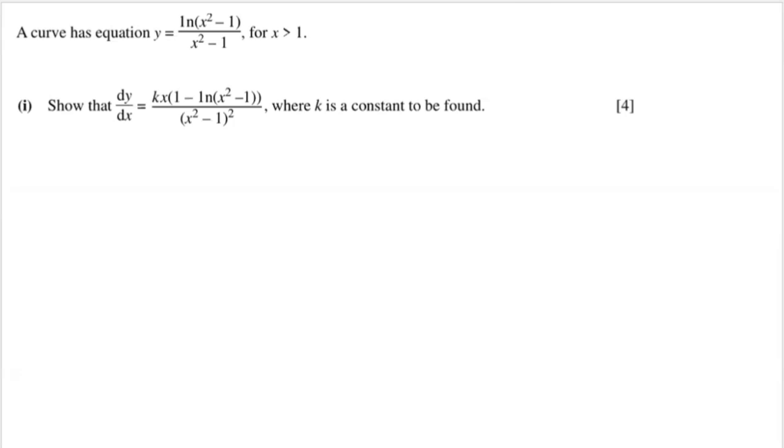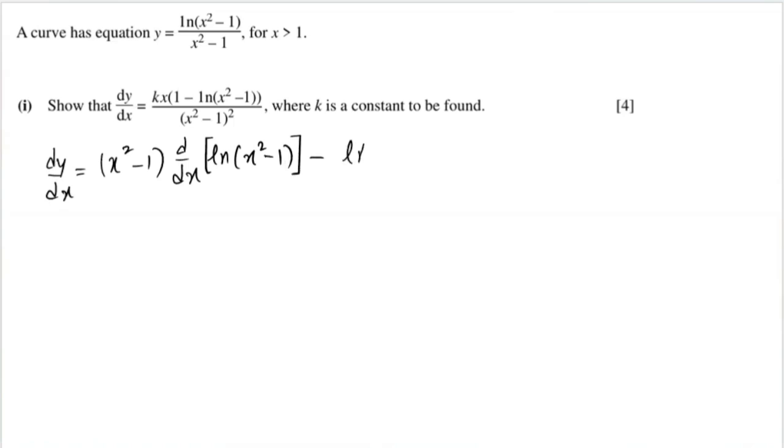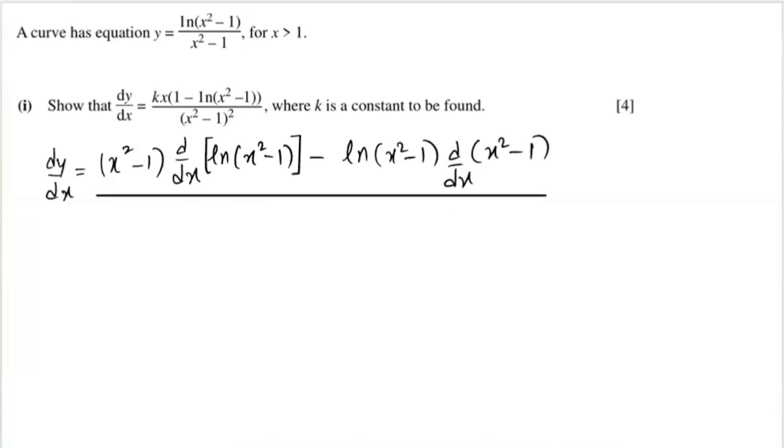So this requires the use of the quotient theorem of differentiation. Let's begin. So dy over dx: keep the denominator as it is, differentiate the numerator. Okay, let me just write the full steps. Otherwise, I would have just done this straight away. Minus, and now you need to keep natural log of x squared minus 1 as it is, and the derivative of x squared minus 1. Divide the whole thing by x squared minus 1 whole squared.